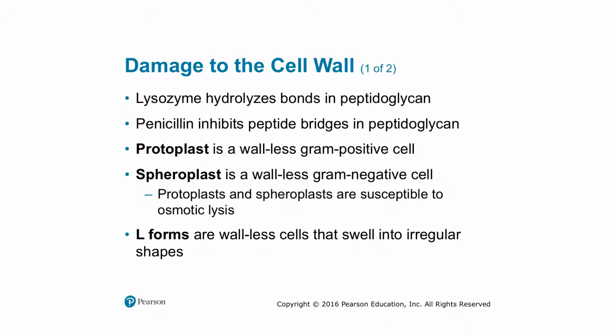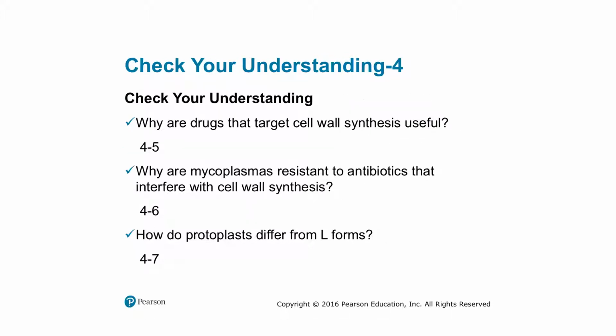A protoplast is a wallless gram-positive cell. A spheroplast is a wallless gram-negative cell. Protoplasts and spheroplasts are both susceptible to osmotic lysis. The L forms are wallless cells that swell into irregular shapes.